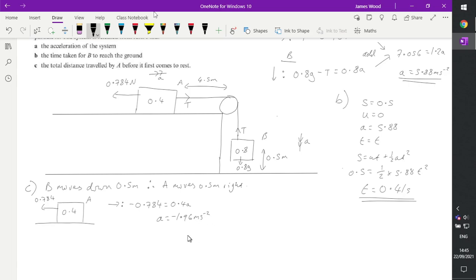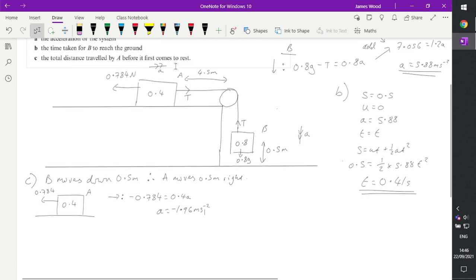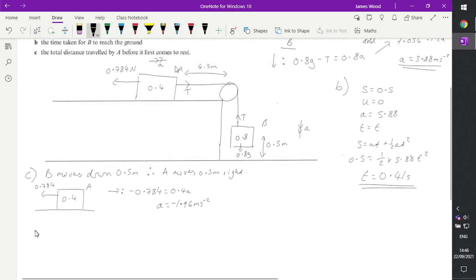Okay. So I've got an acceleration now. I want to find a distance, but I don't really have any other information here. I know that final speed is going to be 0, I suppose, because I know it comes to rest. But I need to find out some other information. So I'm going to try and calculate how fast it's moving when B hits the floor. That's like its initial speed for when it's acting under friction. So let's work this out.